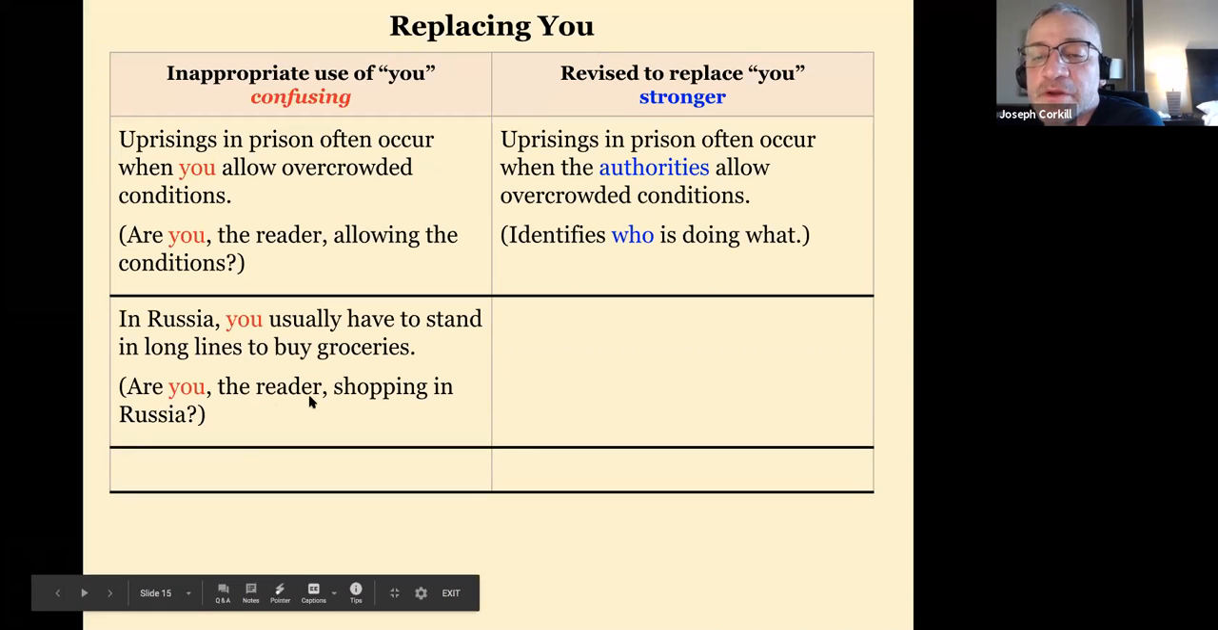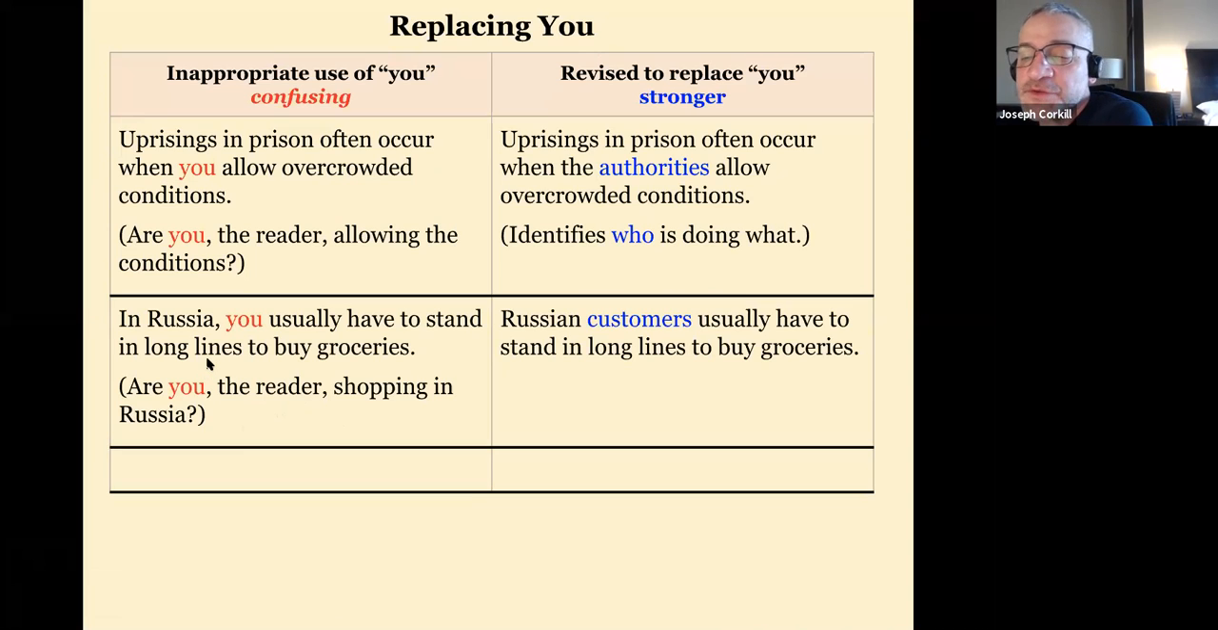Are you the reader shopping in Russia? No. So it would have to be switched over to third person. Russian customers usually have to stand in long lines to buy groceries. It identifies who's doing what. The customers are buying the groceries. The reader isn't buying the groceries.